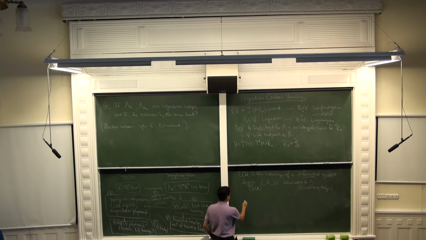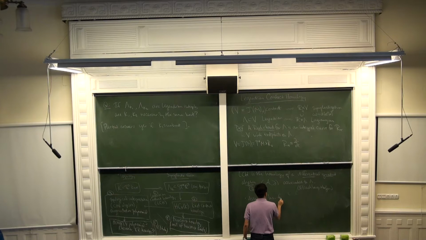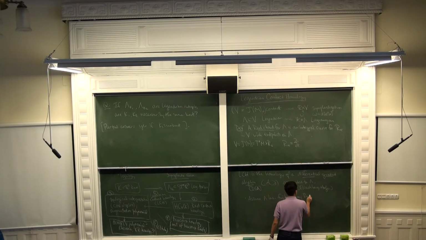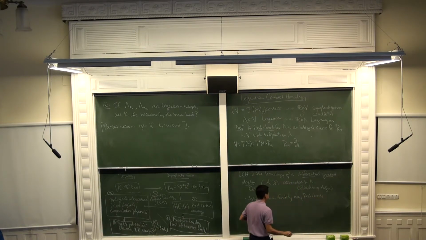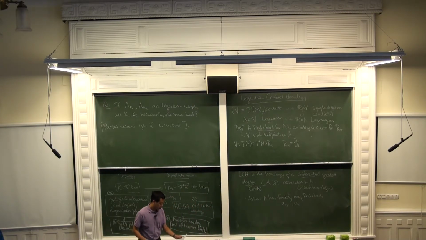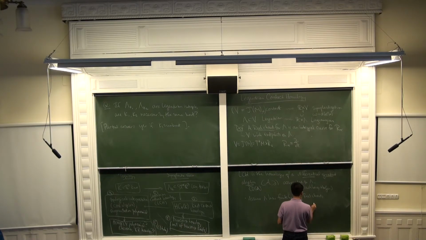And to define this, I'm going to make some simplifying assumptions, and one of them is that lambda has finitely many Reeb chords. If it has finitely many of them, then we might as well label them. Let's say it has n of them, I'm going to label them just formally as a1 through an. And I'm also going to assume that there are generic intersections.